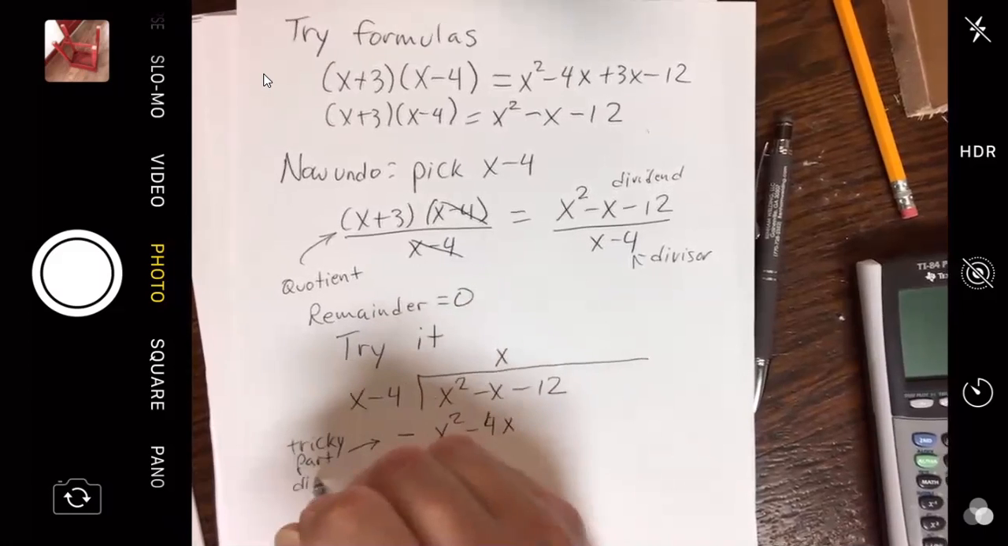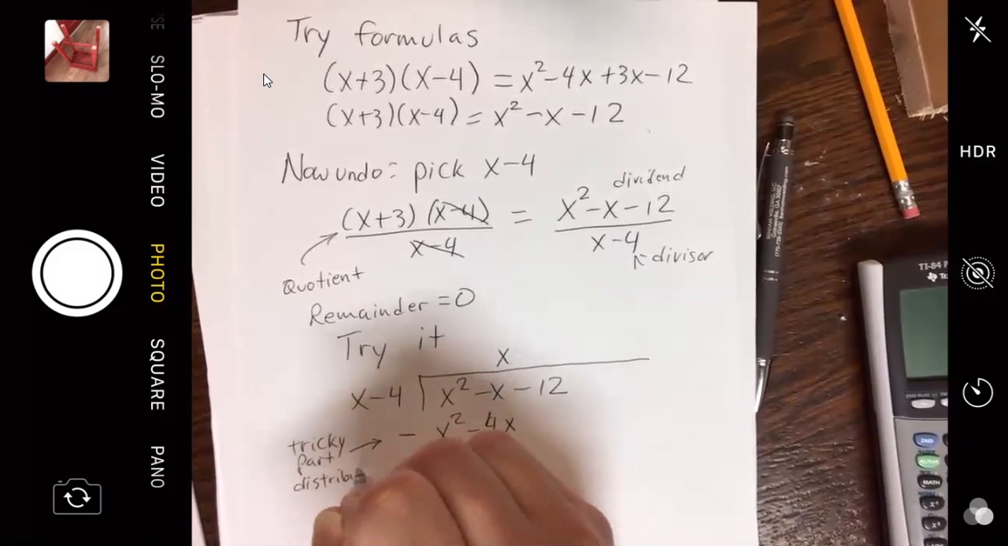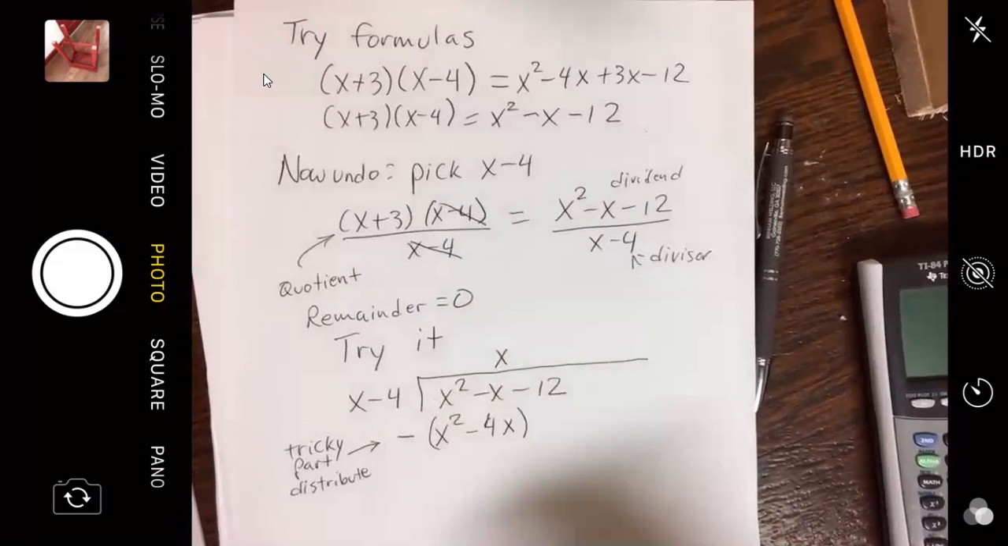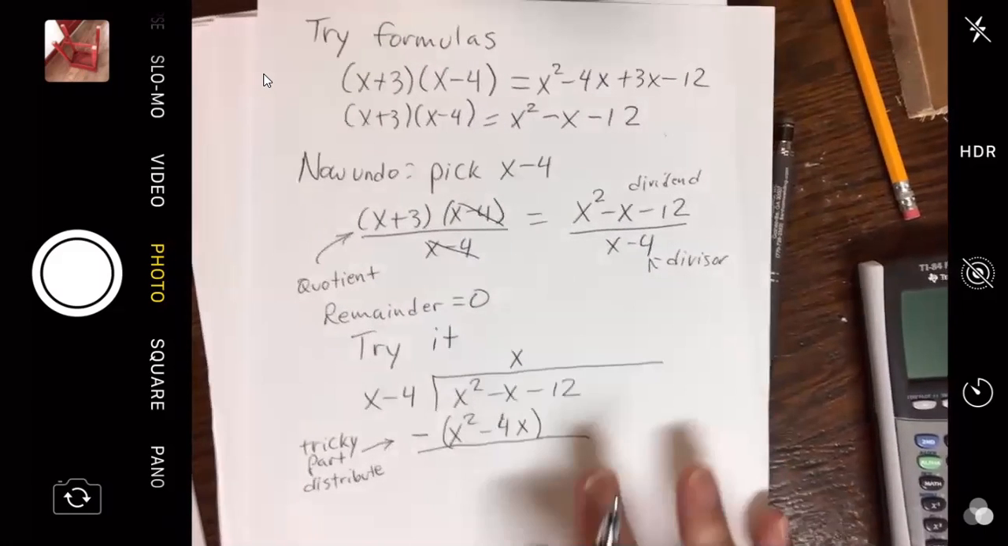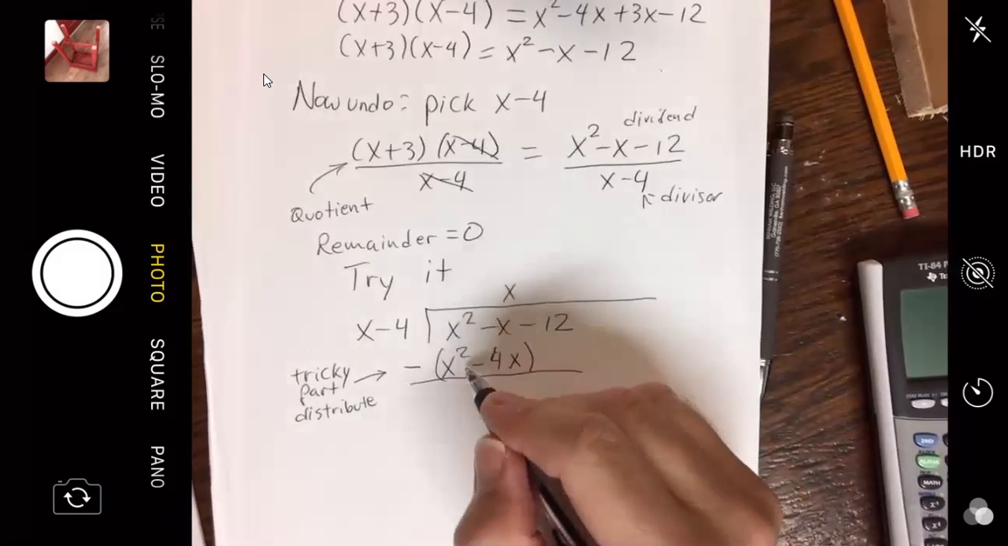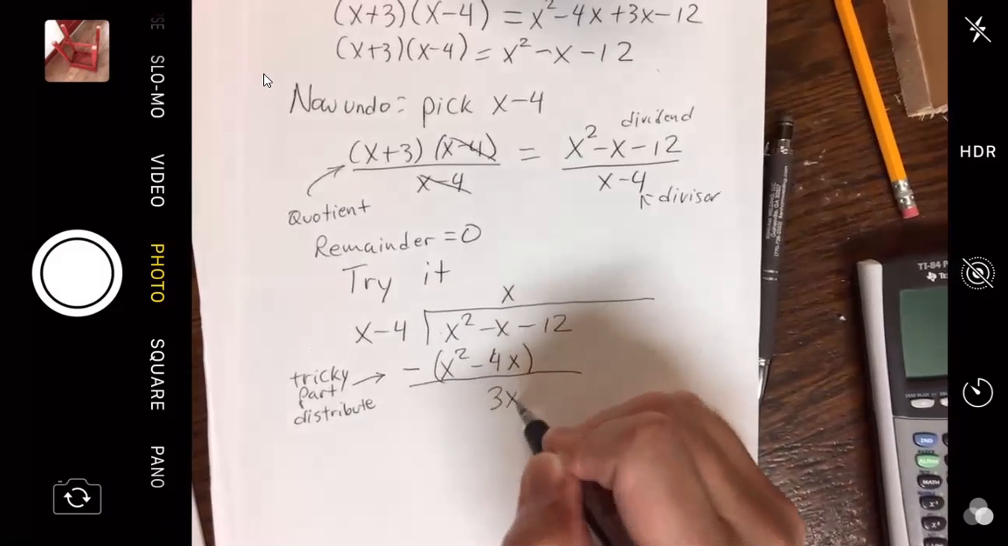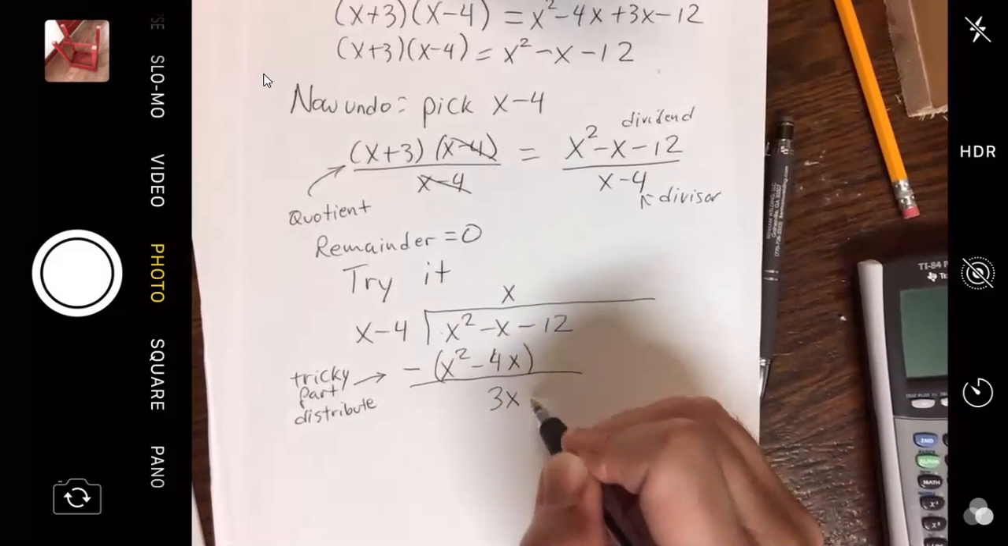Distribute. That sign has got to distribute. It doesn't come up with numbers. The lead piece always cancels. Negative x minus negative 4x will be a positive 3x. And I bring down my negative 12.